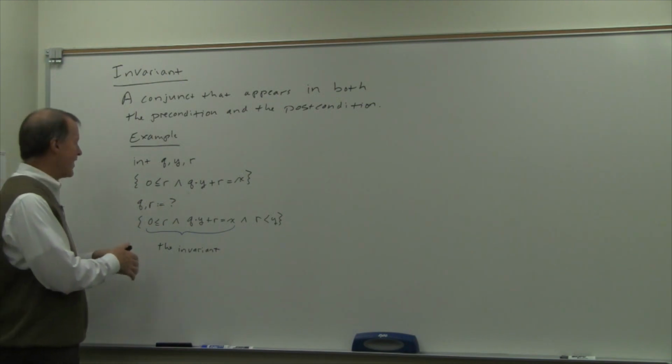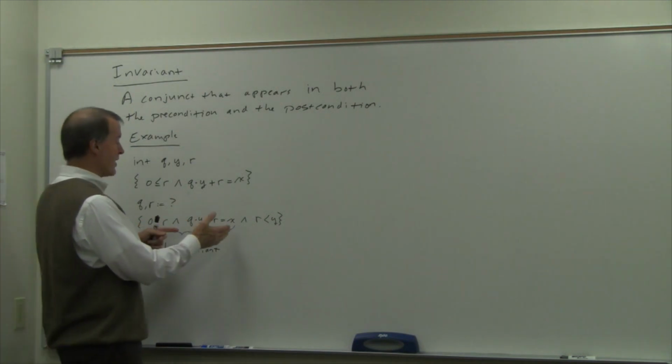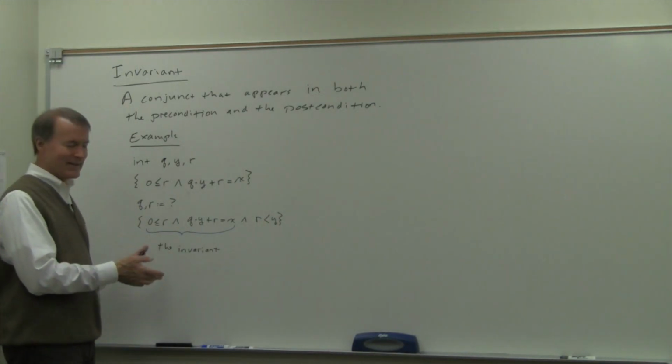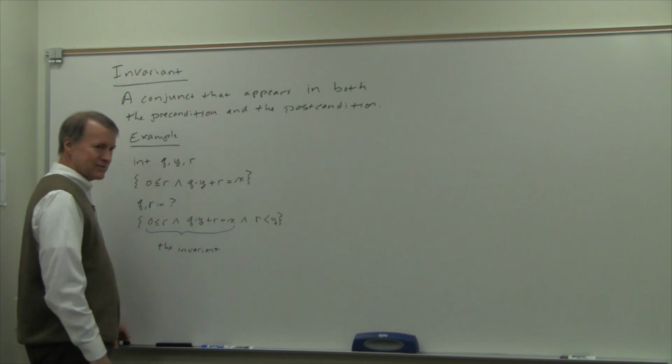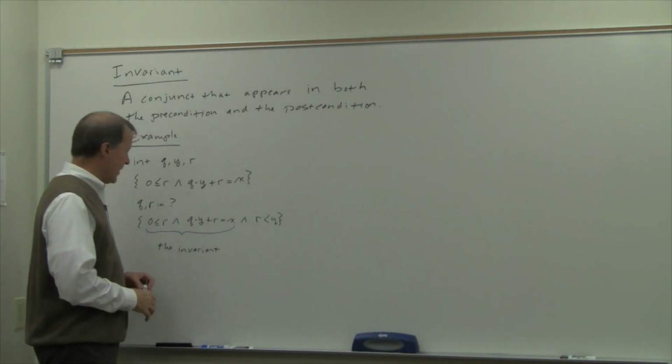You could say, I suppose, that 0 is less than or equal to r is one invariant, and q times y plus r equals x is another invariant. I mean, you could say that, but we normally just group the whole thing as being the invariant. Okay? Right. So that's one example of an invariant.